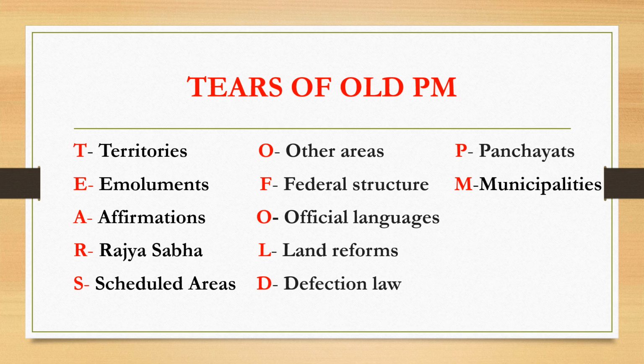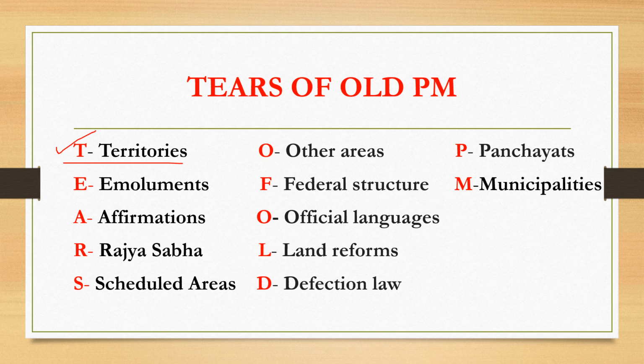Now let's see what these Tears of Old PM stands for. The first schedule is represented by the letter T. T stands for territories and the first schedule deals with the 28 states and 7 union territories with territorial demarcations. So as soon as we see the first letter T, it deals with the first schedule, and the first schedule deals with the 28 states and 7 union territories.